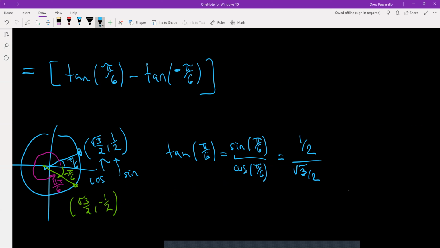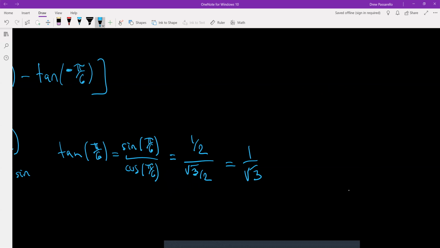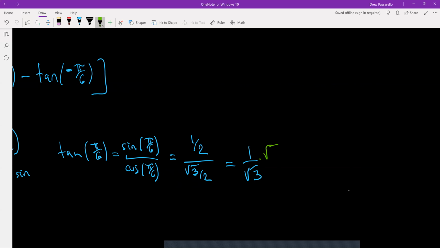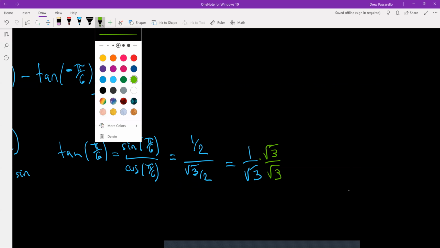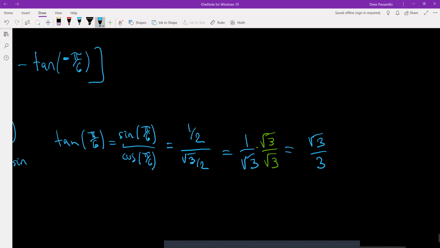So we know the 2's divide out, so you have 1 over square root of 3. And then you would rationalize that, multiplying top and bottom by square root of 3. And that turns into square root of 3 over 3, right? Because you multiply top and bottom by square root of 3, so that you have the square root sign no longer in the denominator. All right, so tangent of pi over 6 is square root of 3 over 3.